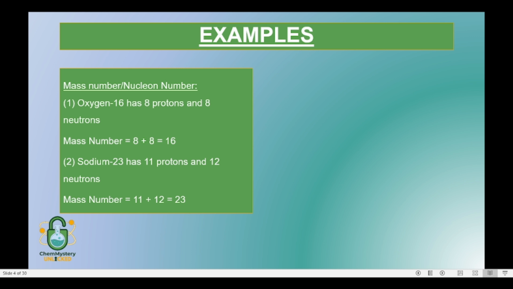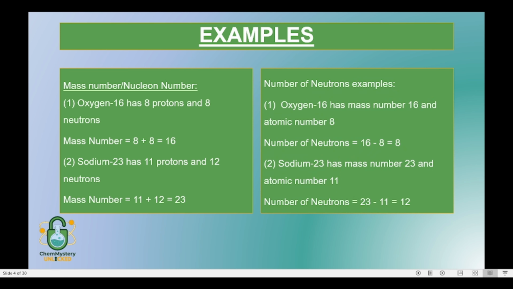Number of neutrons. Okay, oxygen 16 has mass number 16 and atomic number 8. Number of neutrons equals 16 minus 8 equals 8. How do we calculate it? We calculate it by subtracting the smaller number, which is the proton number, from the bigger number, which is the mass number.